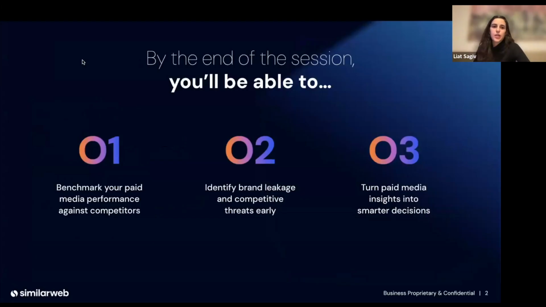By the end of this session, you'll be able to benchmark your paid media performance against competitors, identify brand leakage and competitive threats early, and turn paid media insights into smarter decisions.